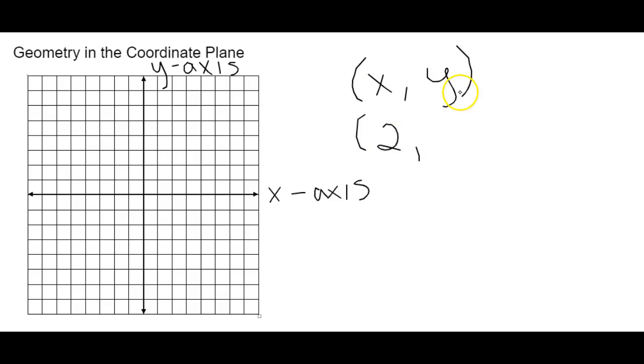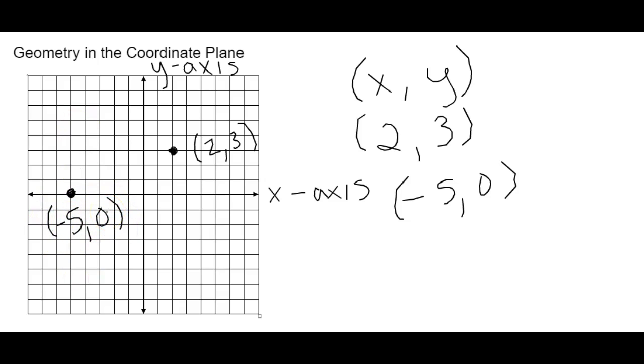So if we were to say (2, 3), we start counting from the center, which is called the origin, and we go in the x direction first. We travel along the x-axis 2 spaces, and then y direction second, so then up 1, 2, 3 spaces. So that's the coordinate (2, 3). If we had (-5, 0), negative 5 is 5 spaces to the left, and then 0 means don't go up or down. So that would be the coordinate (-5, 0).